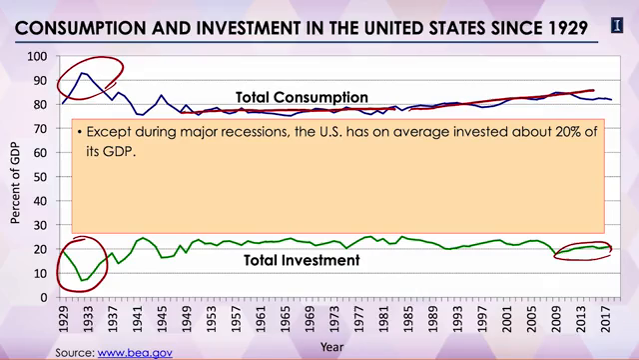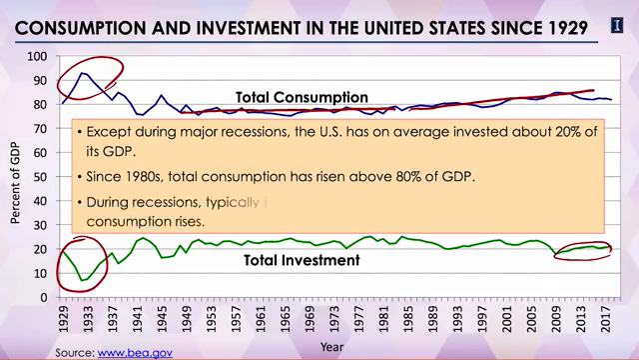So let me summarize this. Except during major recessions, in the US, investment has been around 20% of GDP, somewhat higher in the 60s and 70s. Since 1980, total consumption has been rising, especially has risen above 80% of GDP in the US. And during recessions, typically the share of investment declines and the share of consumption rises.